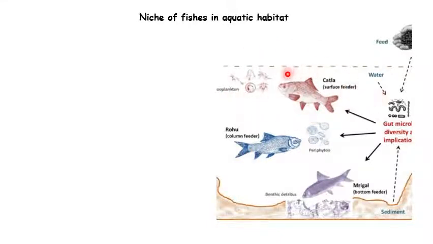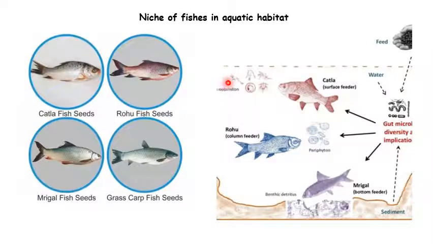Say if you take the surface feeder, the Catla, it has its own niche by feeding upon the surface available food, hence its mouth is upward terminal. The mouth is positioned towards the upper side of the head so that it can grasp or grab food that is available on the surface.